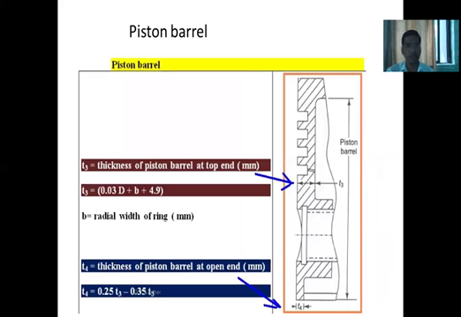In the piston barrel, the thickness of the piston barrel at the top end in mm is calculated by using the formula 0.03 D plus b plus 4.9 mm. So capital D is the bore diameter of the cylinder, and small b is the radial width of the ring in mm. Next will be the thickness of the piston barrel at the open end. That will be calculated by the formula T4, which lies between 0.25 times T3 to 0.35 times T3.